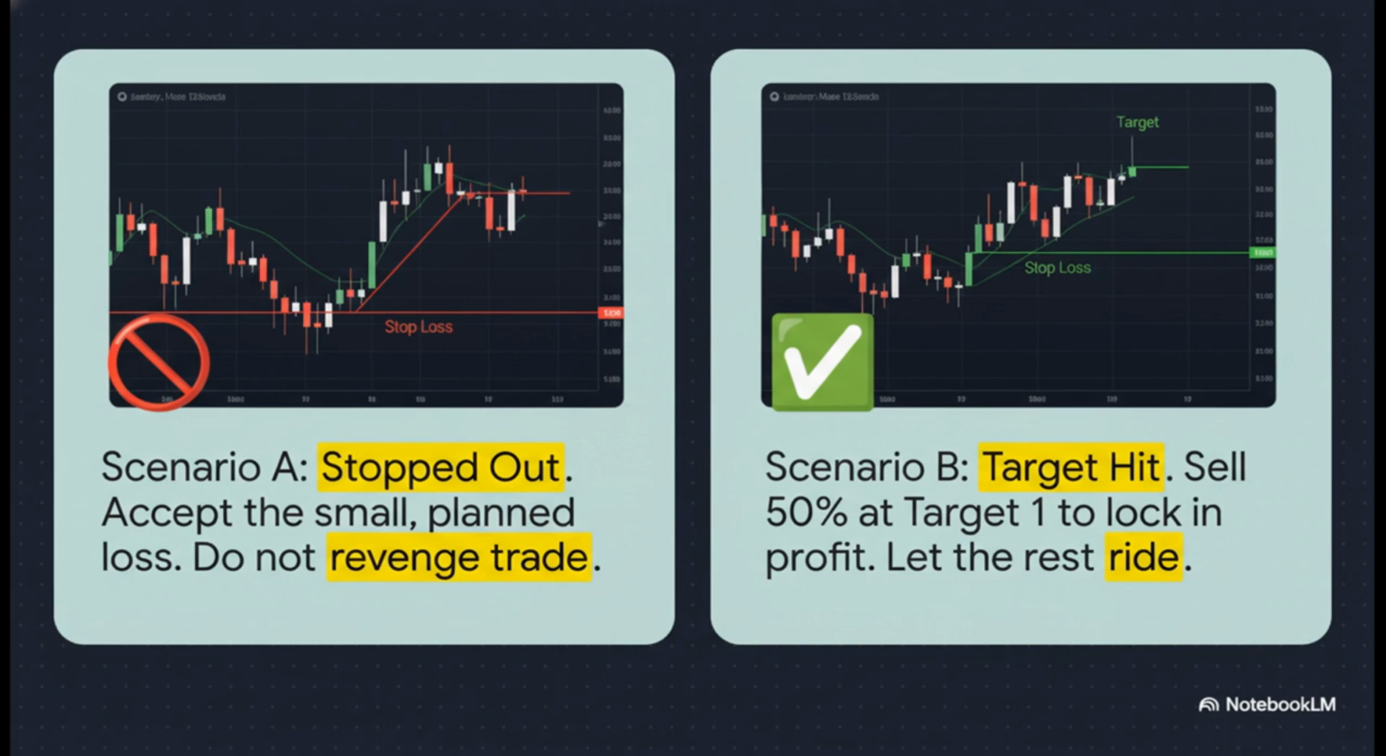Then there's scenario B. The plan works. The price hits target 1. Awesome. We follow the plan, we sell half to lock in some gains, and we let the rest run toward target 2. The goal is to follow the plan perfectly, no matter which way it goes.